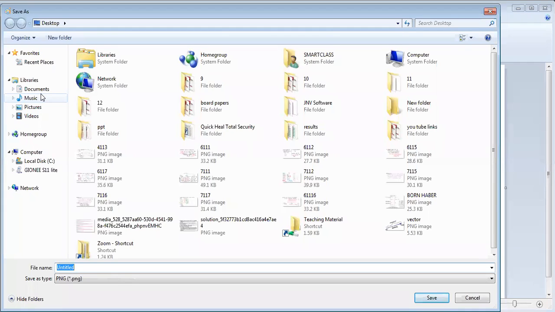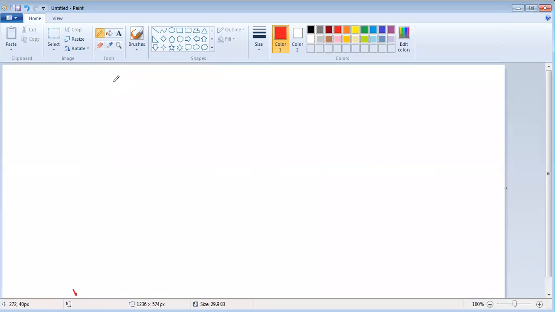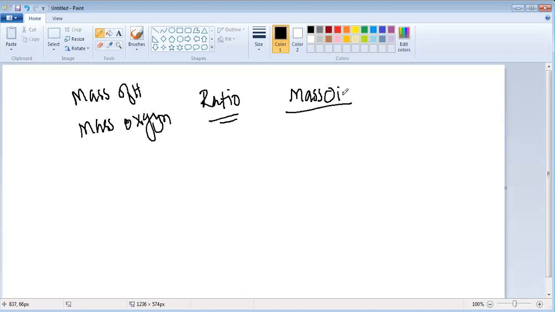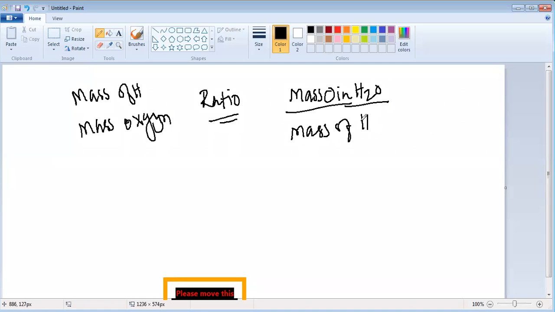तो इसका मतलब होता है बच्चों, इसका मतलब होता है कि मास ऑफ हाइड्रोजन एंड मास ऑफ ऑक्सीजन, if we take the ratio, that means if we take the mass of O present in H2O, and if we take the mass of hydrogen present in H2O, this is what is always constant.